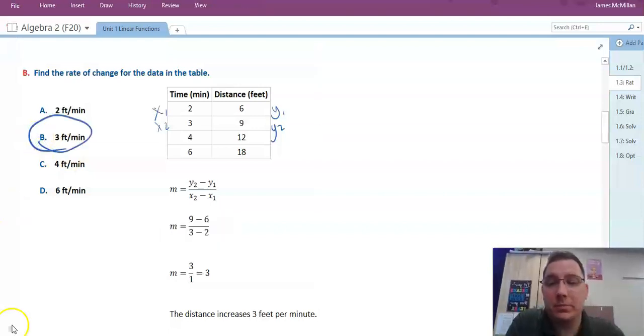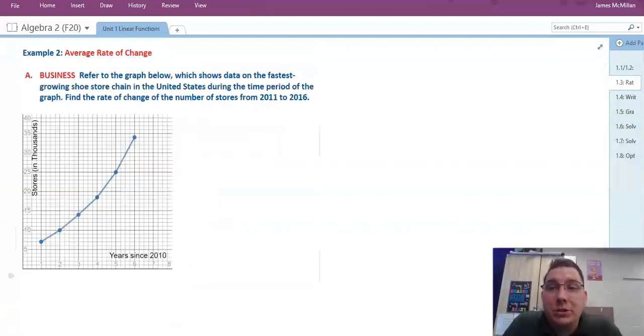Okay? All right, let's look at example 2 on average rate of change. Example A here, referring to the graph below, which shows the data of the fastest growing shoe store chain in the United States between 2011 and 2016. Find the rate of change for these stores between 2011 and 2016.